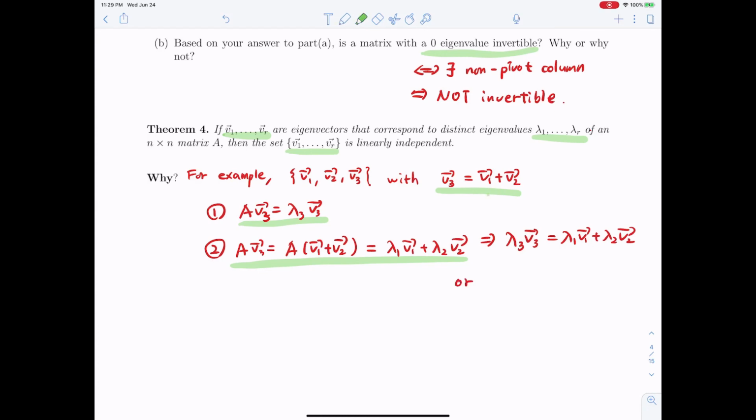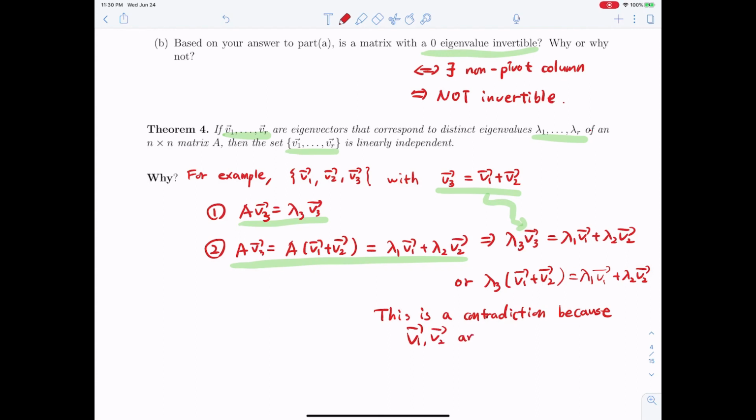Or if you apply this relation again to V3, then we get lambda 3 times (V1 plus V2) equals lambda 1 V1 plus lambda 2 V2. But this is a contradiction, and this is because V1 and V2 are linearly independent. So something is wrong in our assumption, and the wrong assumption was that V3 is a linear combination of V1 and V2. So this gives you that V3 is linearly independent with V1 and V2. You can generalize this argument by adding more vectors until you get r vectors.